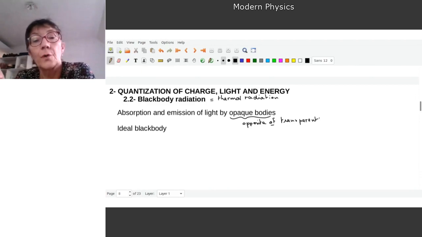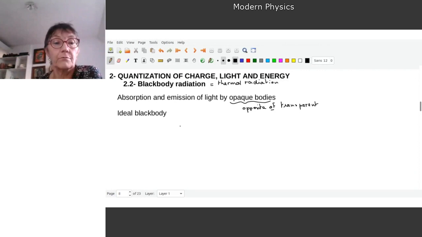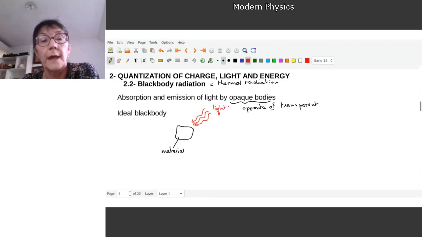Okay, so an opaque body is some material that absorbs and emits light. So when it absorbs light, you have light incident on your material. So you can think of some material, and so you have light. For now we think light is a wave, an electromagnetic wave, and so you have light illuminating this material.